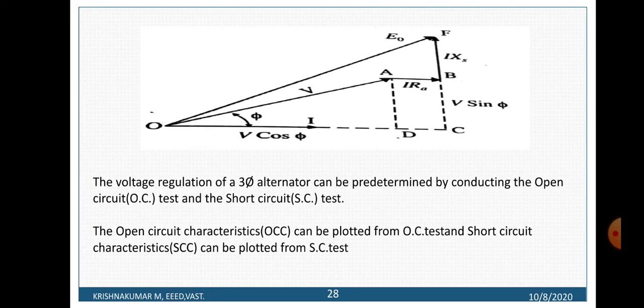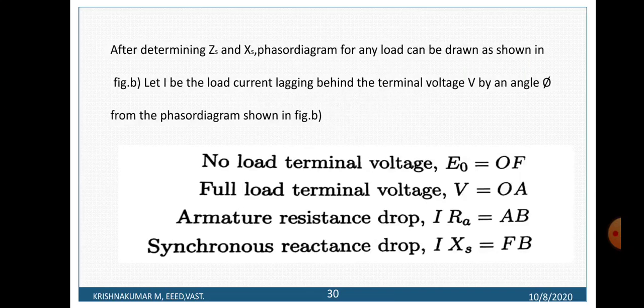Okay, so we can write OF is equal to OC square plus FC square, by considering the right angle triangle OFC. So we have OF equal to root of (V cos phi) the whole square plus (V sin phi) the whole square. By considering the triangle OFC, OF square is equal to OC square plus FC square, that means OF is equal to root of OC square plus FC square.